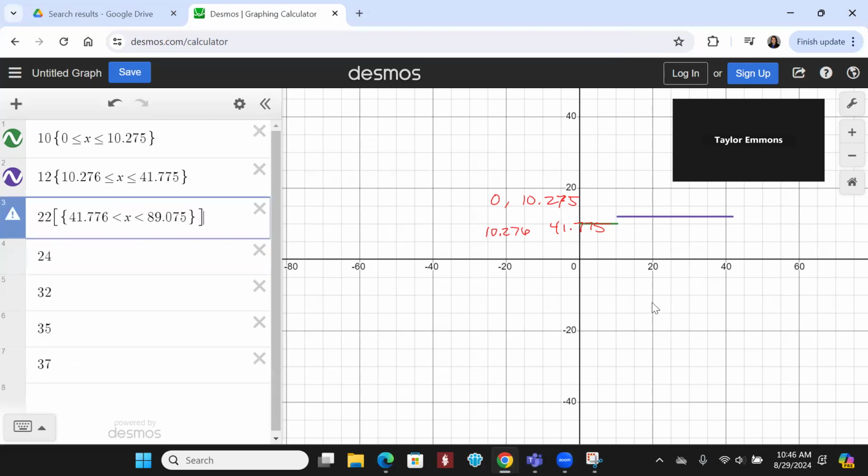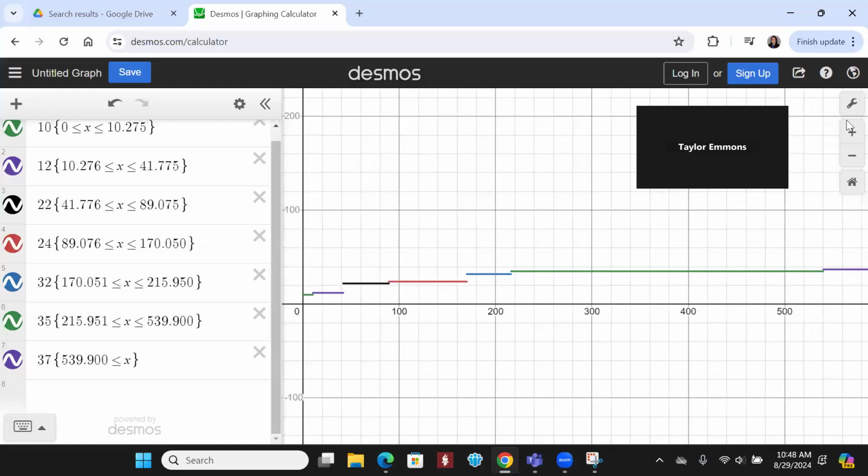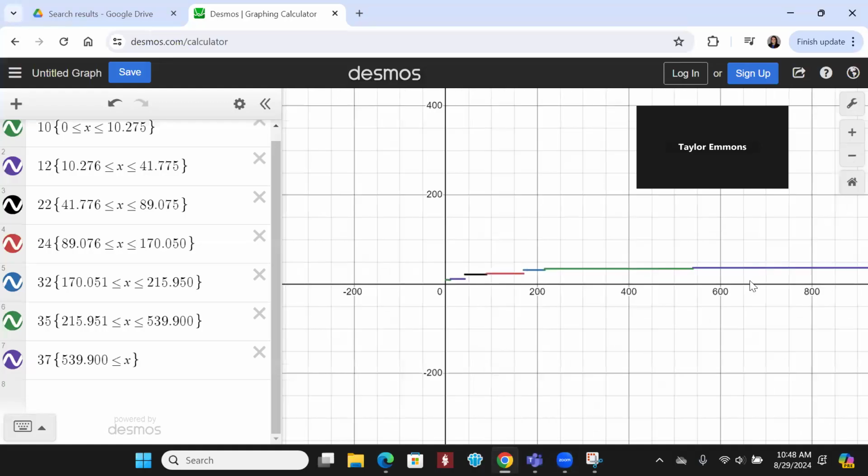Okay. And if you use the wrong brackets, it won't do it. So make sure you use the right brackets. Pause this. Okay. So once you've typed all of those in, you can kind of see how there's little segments as you're going up. As you increase in income, you're going to increase in your taxes. I mean, that makes sense, right?